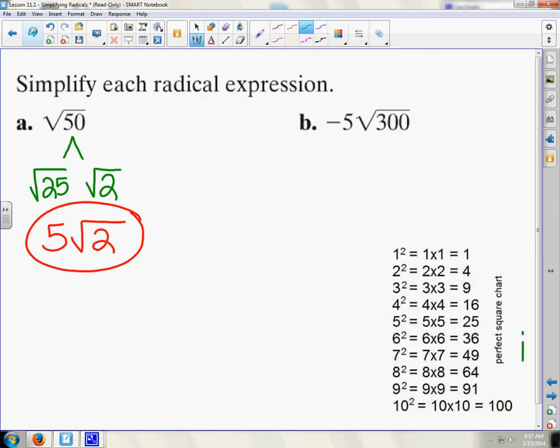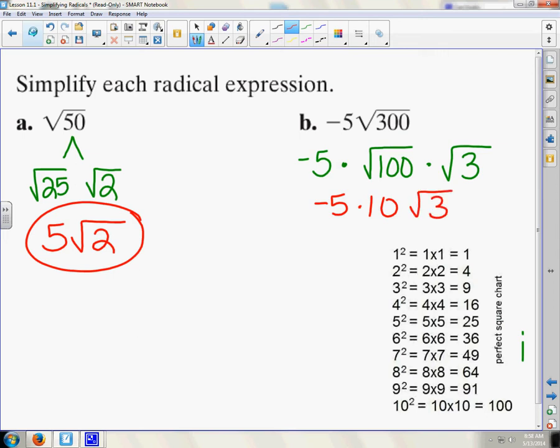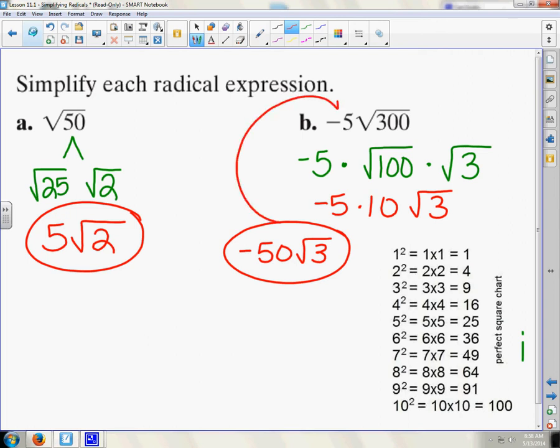So try this next one. Okay, so -5 you don't touch because that's just out there. That's its own number. So the square root of 300 I'm going to break into the square root of 100 times the square root of 3. Now, I know that the square root of 100 is 10, so I can rewrite this as -5 times 10 times the square root of 3. So -5 times 10 is -50 square root of 3. So it's the exact same thing as this. It's just written in a more simplified fashion. So you're just simplifying it.